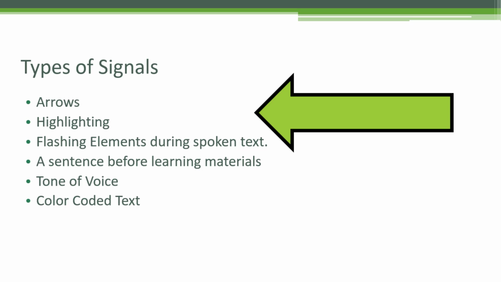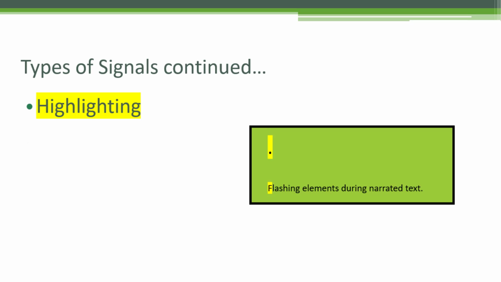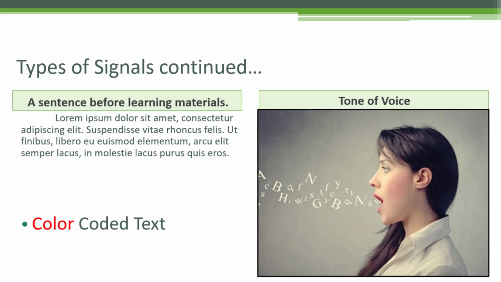Some signal elements are arrows, highlighting, flashing elements during narrated text, organizing by adding a sentence at the beginning of the learning material, tone of voice.